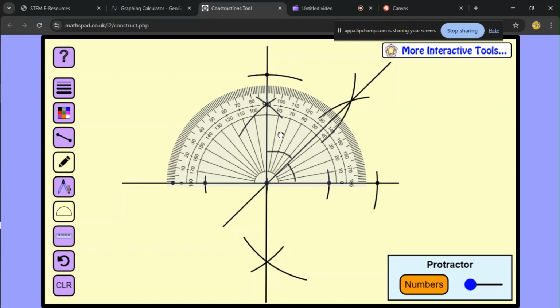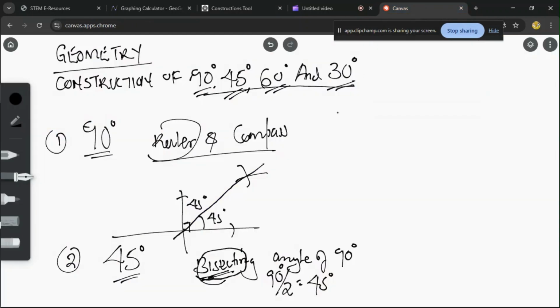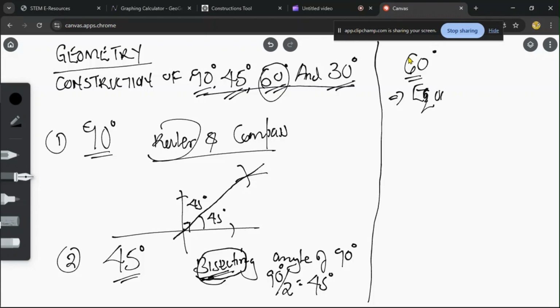The third angle is an angle of 60, an angle of 60 degrees. If I want to construct an angle of 60, I'll use the idea of an equilateral triangle, a triangle that is equal on all sides, equilateral triangle.